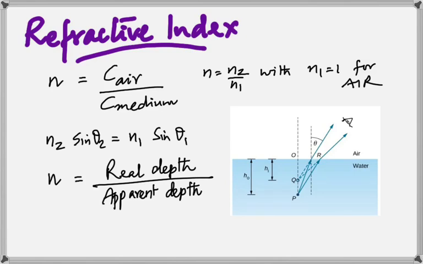So knowing that the refractive index of water is 1.33, if the actual height of a swimming pool is 4 meters, how much will it appear to be when you estimate it from outside? Three meters, which is a big change. That's a 25% decrease, isn't it?